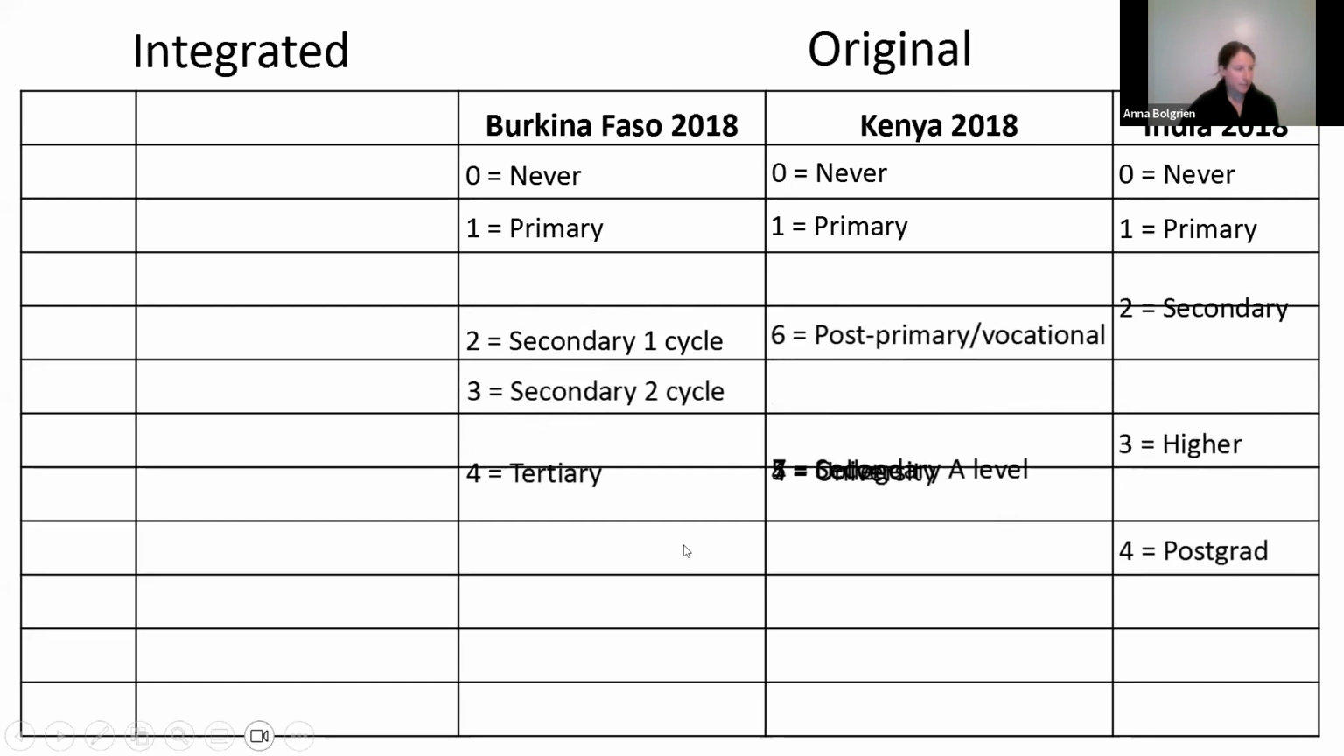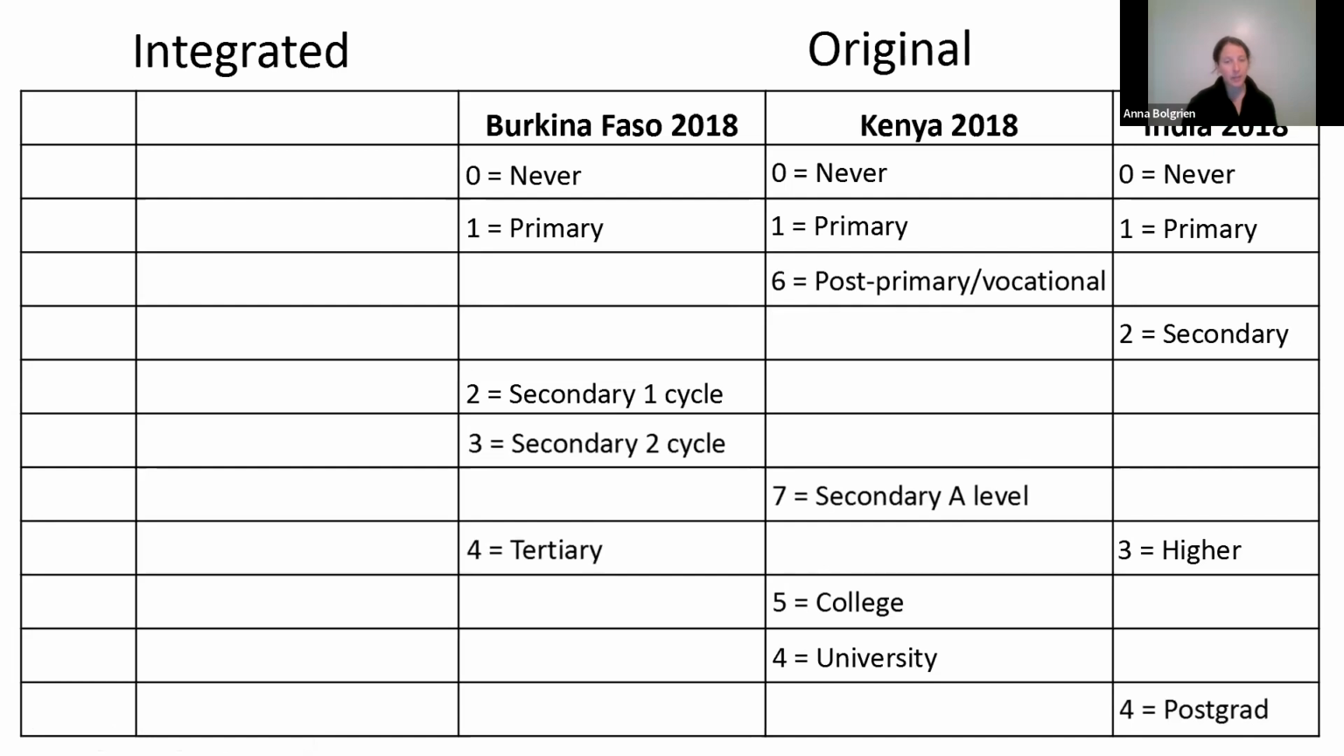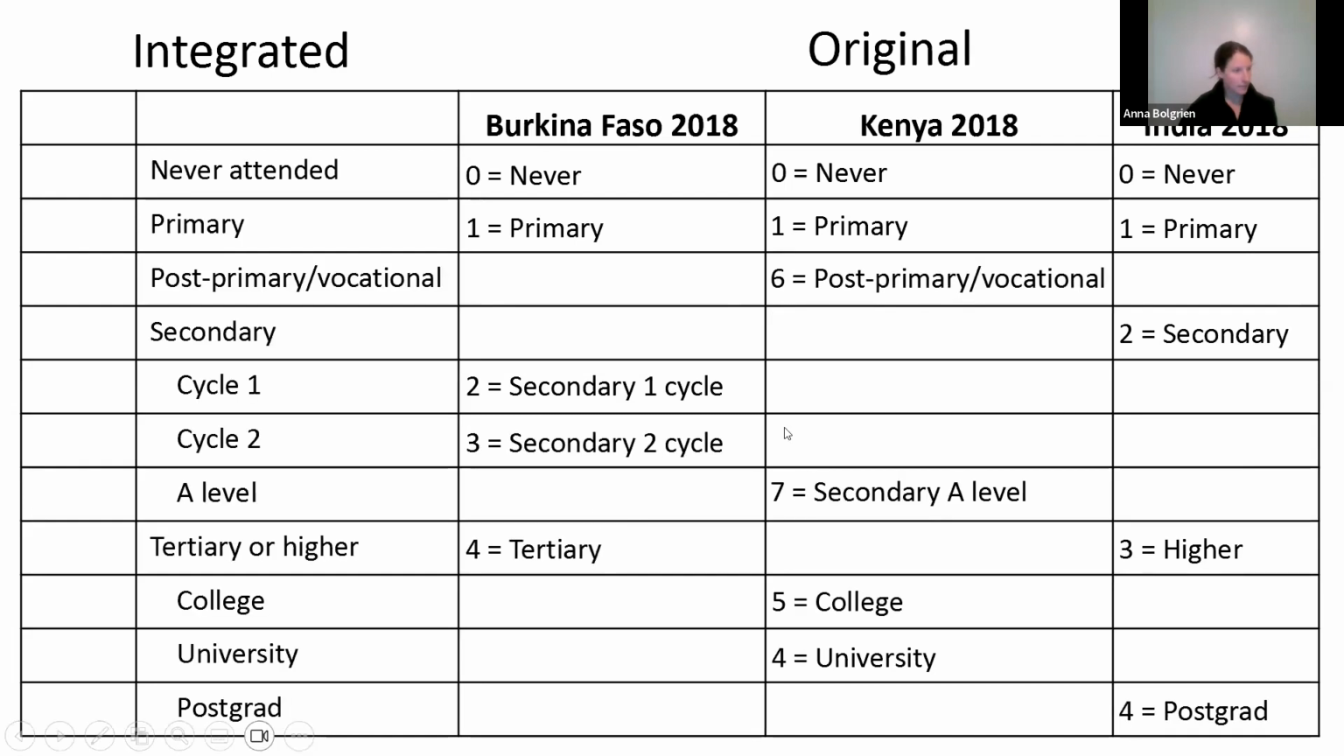This next slide shows that the comparable categories are grouped in the same rows. I've also reordered these categories so that like categories are grouped next to each other. For example, university is a higher education level than post-primary vocational for this Kenya example. The labels here on the left side are the integrated values that you would download from our website. Next, I'm going to be adding codes that represent these comparable categories. Never attended and primary are coded the same and are comparable, so we will code these the same.